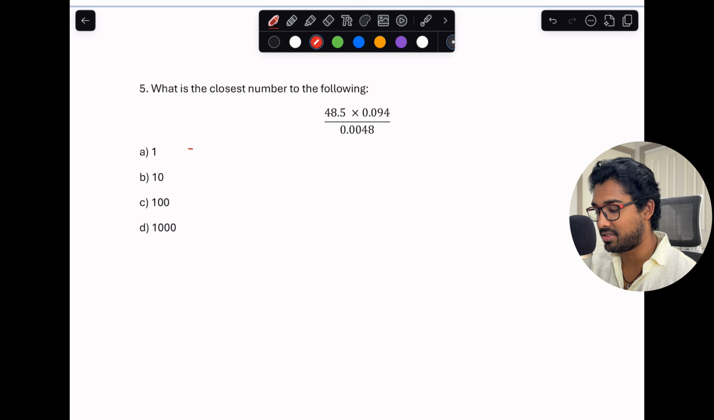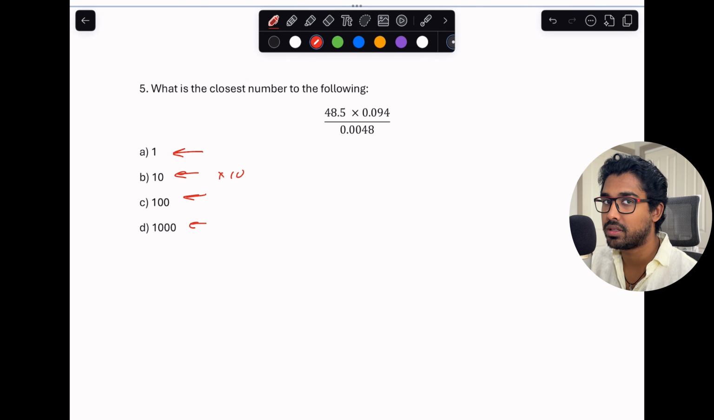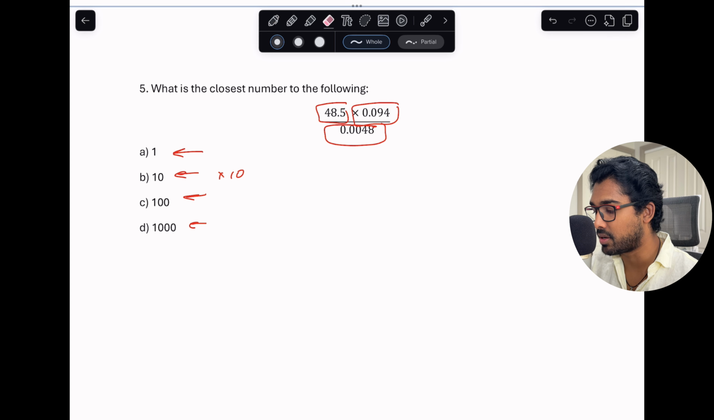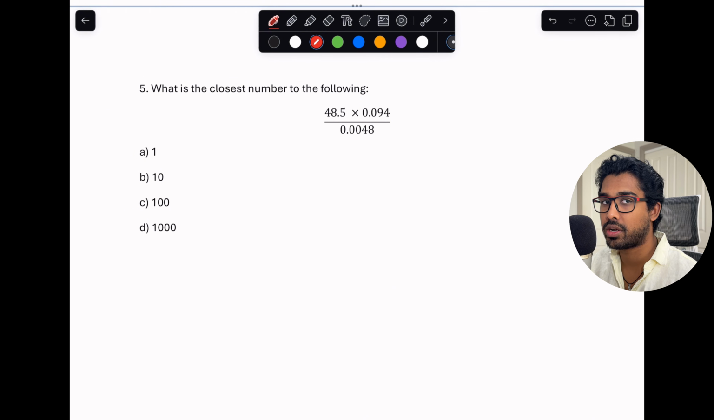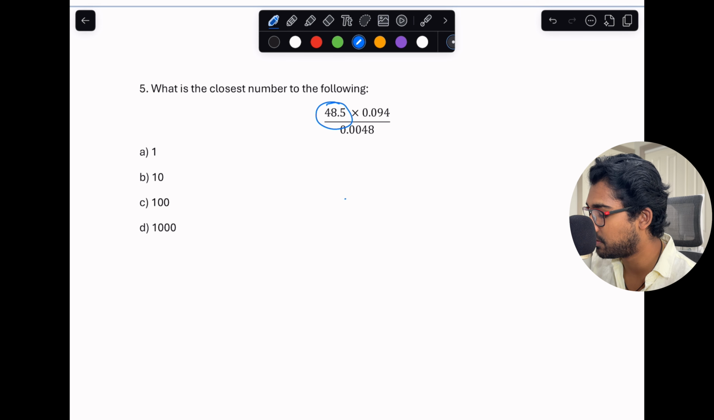Hopefully you got the answer. Let's go through it together. So what I'm going to notice is every single one of these solutions is off by a factor of 10. So as long as I don't overextend by a factor of 10 when I'm rounding my numbers, I should still be in the right region, in the right ballpark. Okay? So all I'm going to do is round this to the closest factor of 10, which in this case is 50. Going to round this to the closest factor of 10, which in this case is 0.1. Going to divide this by its closest factor of 10, which is 0.005.